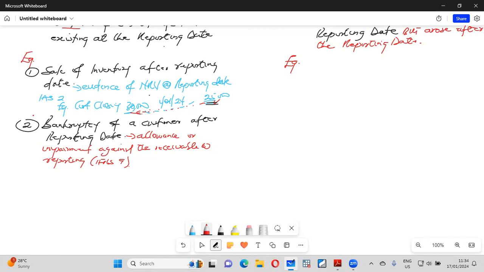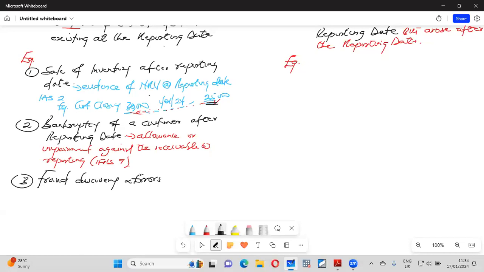Again, the third example that I'm going to give you is fraud discovery and errors. Bear in mind, these are not like IAS 8 where the financial statements have already been authorized for issue. Here, the financial statements are yet to be authorized for issue, meaning that you can make any adjustment necessary.